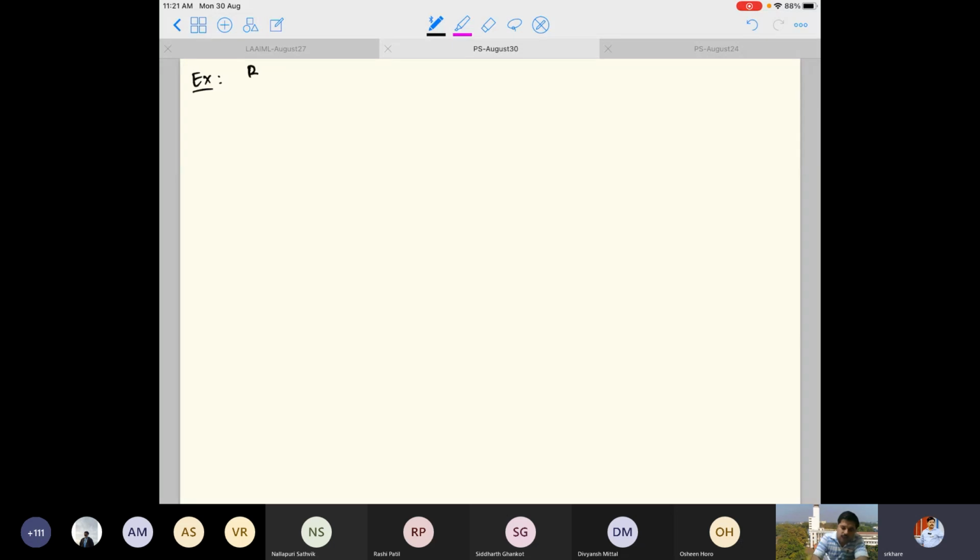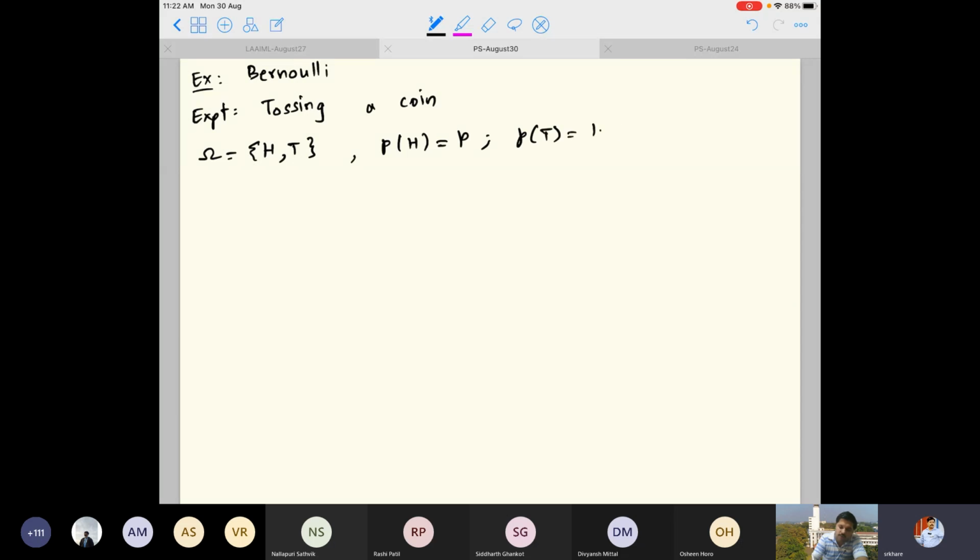Okay, so let us quickly see a few examples of discrete random variables. I'll take the first example, which is a very famous distribution, the Bernoulli distribution. What is the experiment? The experiment is tossing a coin. Then what is the sample space? My sample space is H and T, and I have probability of H equal to p, probability of tails equal to obviously 1 minus p.